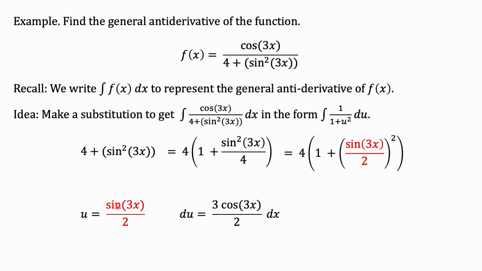Well, if this is u, then the derivative of this term is related to du, right? So du is the derivative of sine of 3x over 2, which is 3 cosine of 3x, still over 2, all times dx. And we can do the same kind of trick that we did last time. When we look at our integral, we've got cosine of 3x dx here. We don't have the 3 and the 2, but we can easily multiply by the reciprocal and make this 2/3 du equals cosine of 3x dx. We're going to use this term on the next slide when we actually compute this integral.